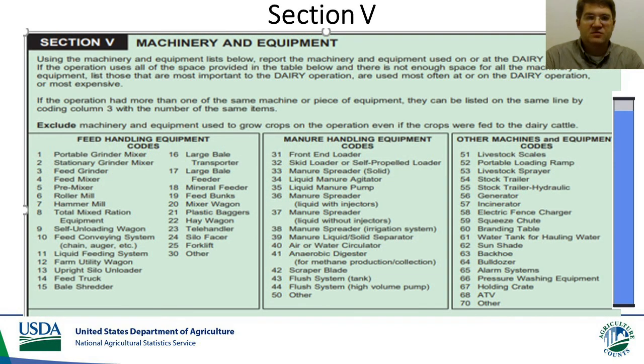Section V is the machinery and equipment section. The table in section V lists all the machinery and equipment used on the dairy operation in 2021. Do not list machinery and equipment unless they were used on or at the dairy enterprise. There are instructions on the top of the page on how to fill out the table. If the operation used more equipment than will fit in the space provided, please list the most important, most often used, and most expensive equipment on the dairy operation first.